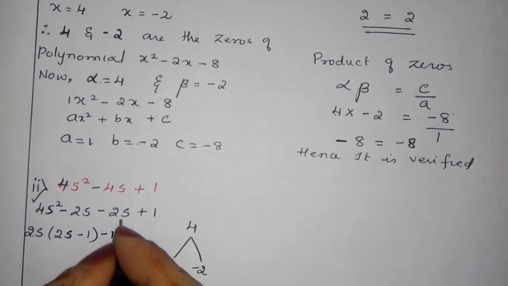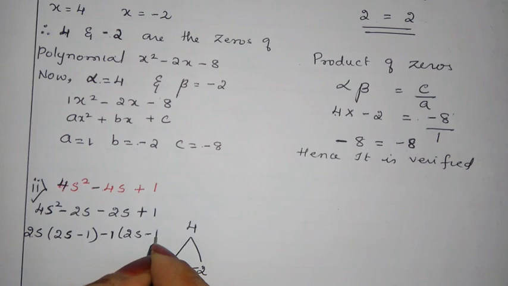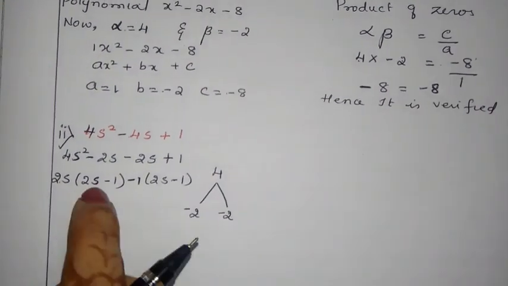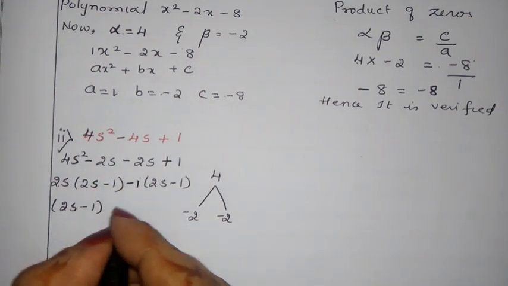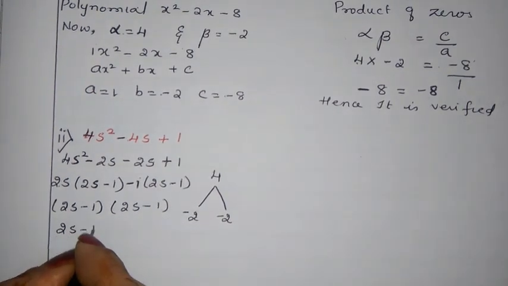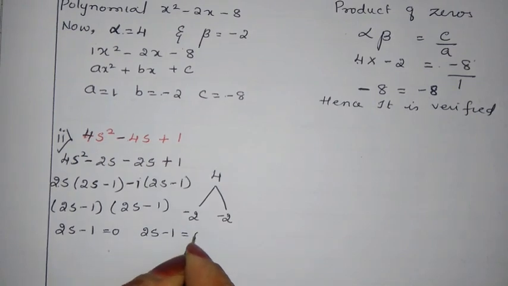If I take -1 common, it will be 2s as it is. This plus sign will become minus because I have taken the minus sign common. What is left now? Two same brackets. We will write once 2s minus 1, and remaining 2s minus 1. So 2s minus 1 equal to 0 and 2s minus 1 equal to 0.